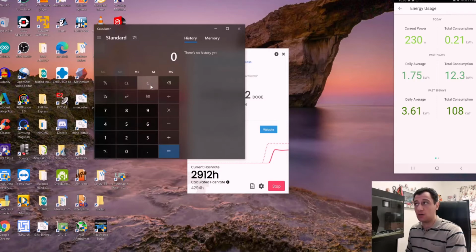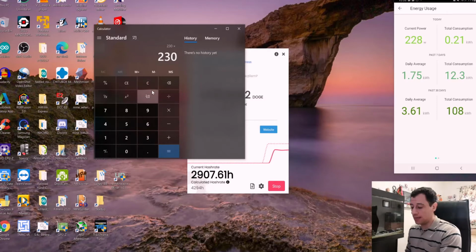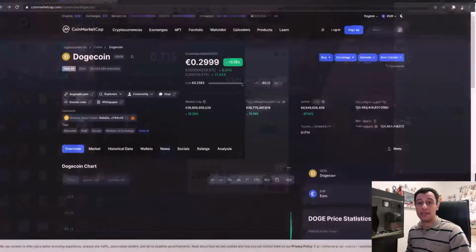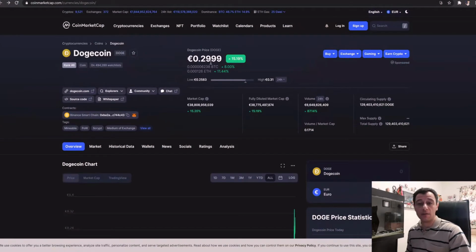So what I'm going to do is calculate 230 watts times 24, because I am doing this 24 hours a day and it's burning 230 watts an hour. I would be burning around 5.5 units, which is 5,500 watts, okay? So 5.5 units at the cost of 13 cents would equal 71 cents. So here we said that the revenue is around 30 euro cents. So is it profitable? No, it's not profitable.